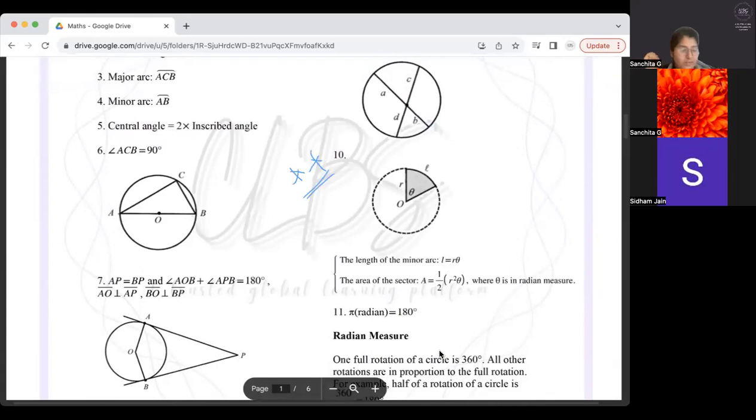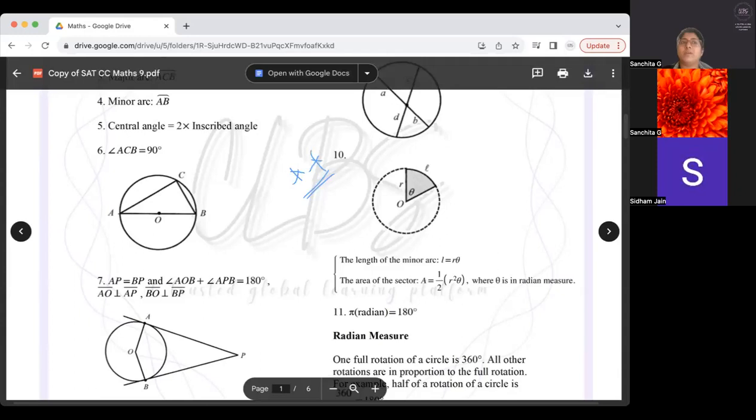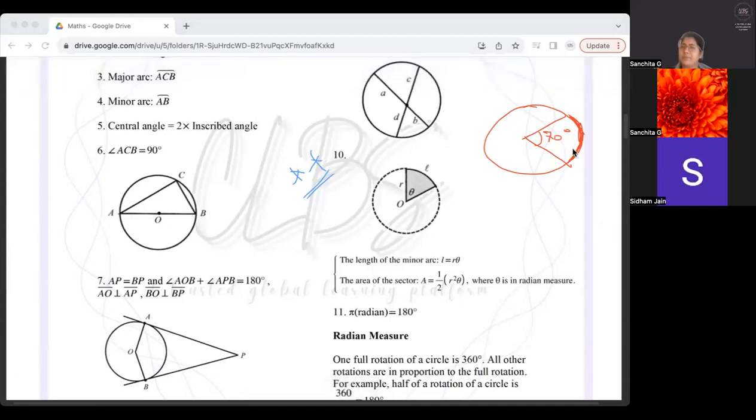Arc. Be very, very attentive over here. You will get amazing questions. Suppose this is a circle, and I have, tell me any angle, any number. 70 degrees, okay? Let's say this is my minor arc. Give me any number from 1 to 10. 10. Okay.